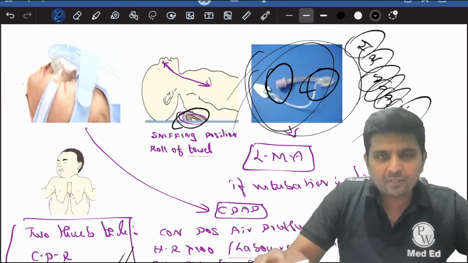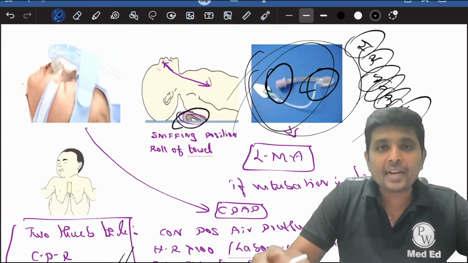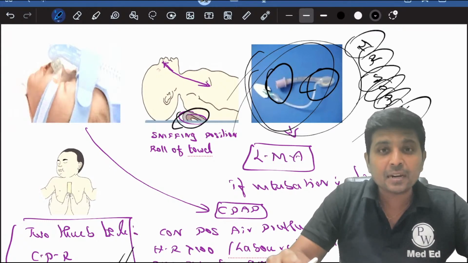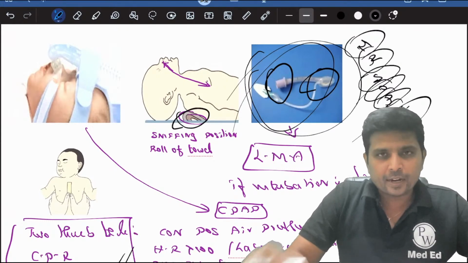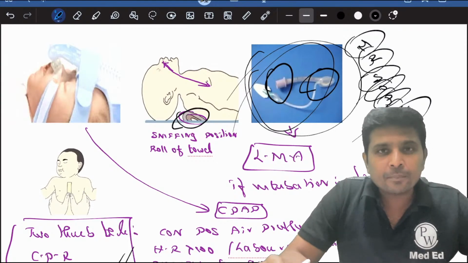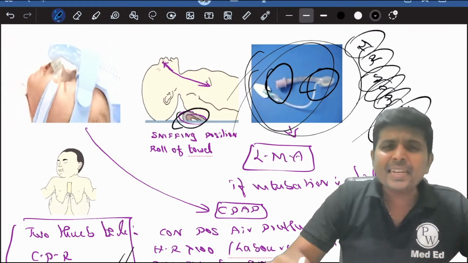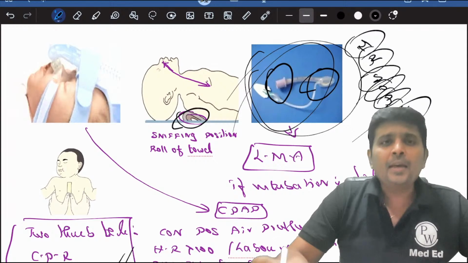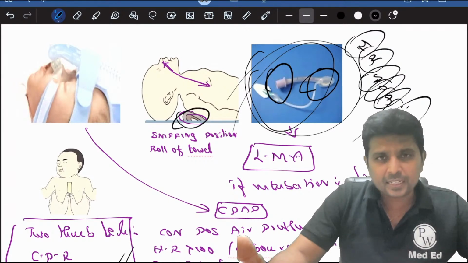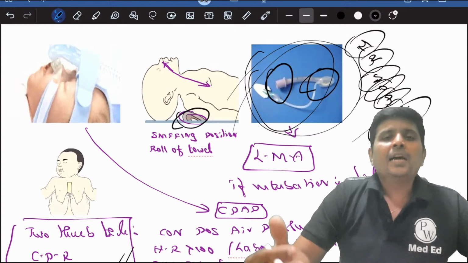So if you are well versed enough, bag and endotracheal tube intubation. If you are not well versed enough, you can do laryngeal mask airway. Okay, right. If the heart rate is less than 60 per minute, apart from ventilation, either with the help of a bag and mask or with the help of endotracheal intubation or laryngeal mask airway, you need to carry out cardiac massage.